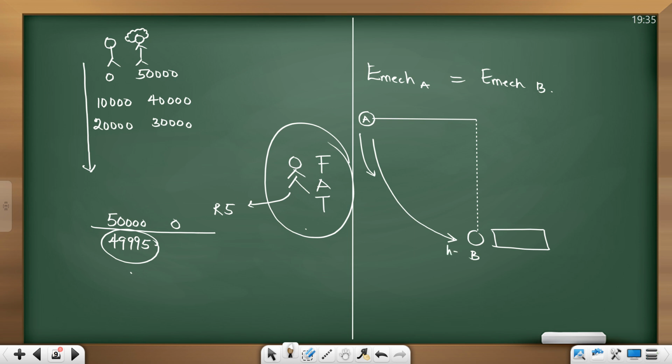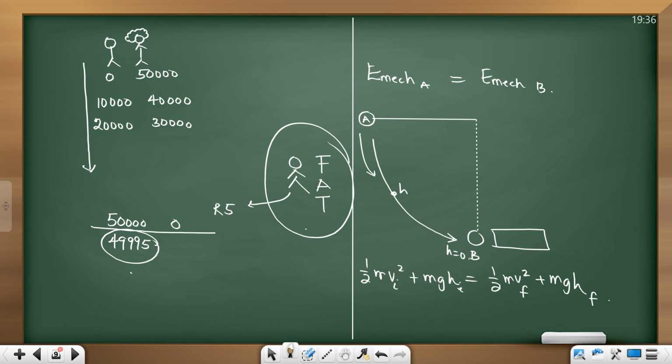What is the height here? Height is 0. The examiner can put a height here. It doesn't matter. We use the same system. We just substitute. Half mv squared plus what? mgh will be equal to what? Half mv squared plus what? mgh. Where this one is initial, and this one is final. Mechanical energy initial is equal to mechanical energy final. We are going to apply this shortly when we look at questions.